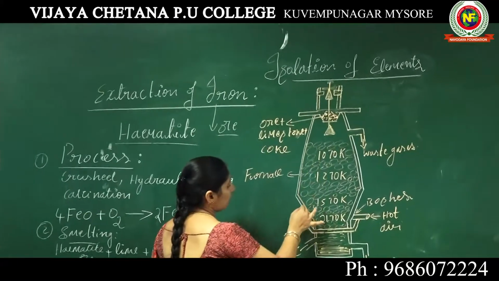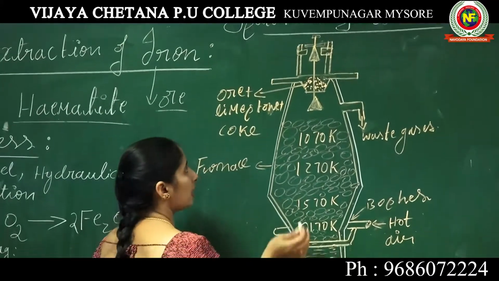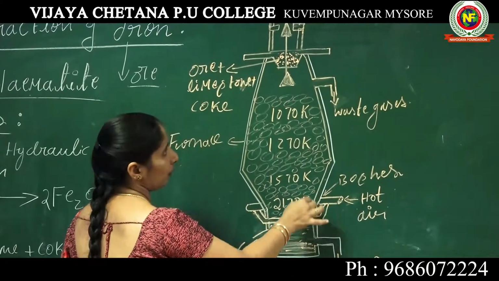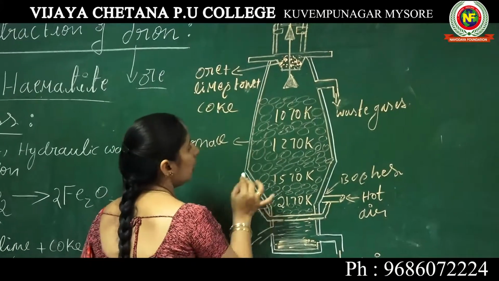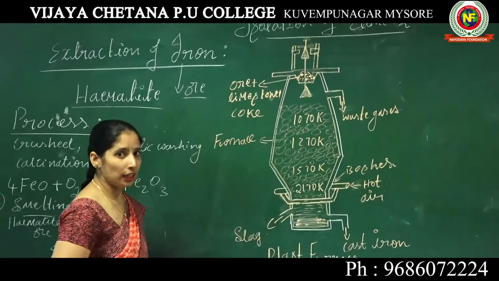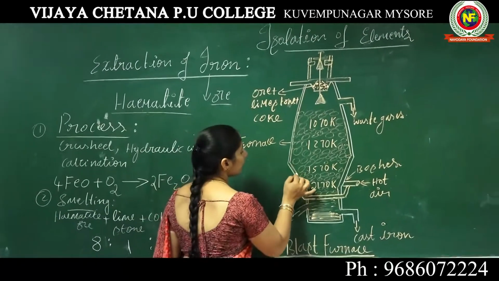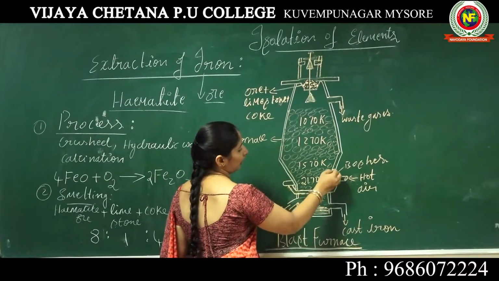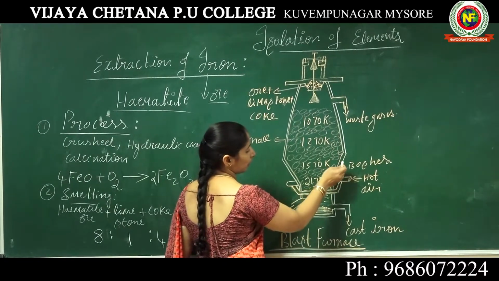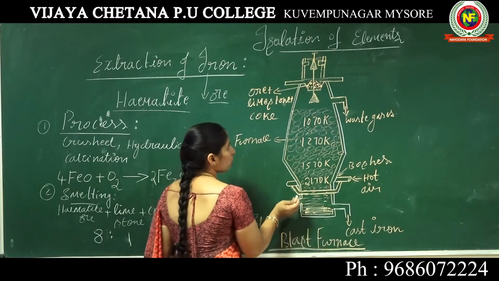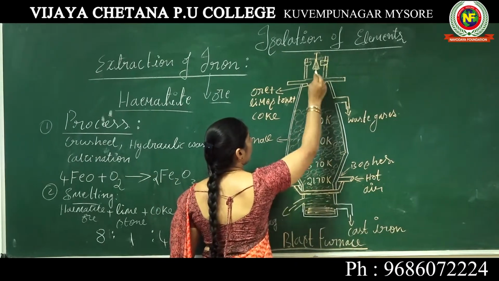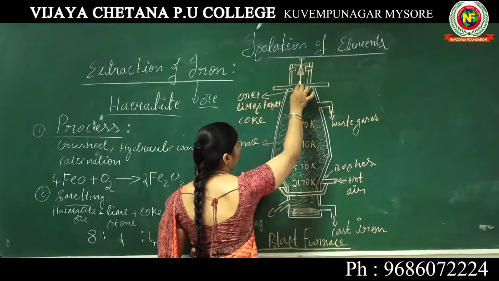So this is the blast furnace. The blast furnace is like a long cylindrical tower. It is made up of steel and it is lined inside with fire bricks. Now here, a double cup and cone arrangement is there at the top of the furnace.